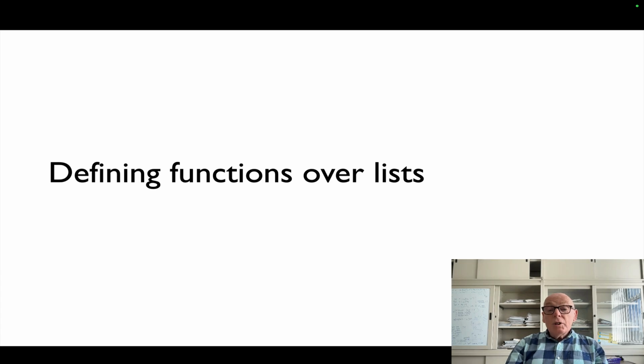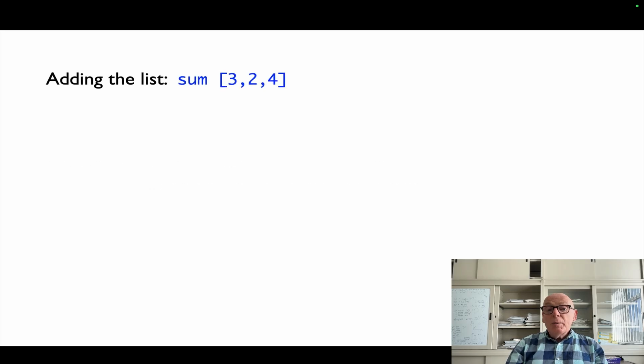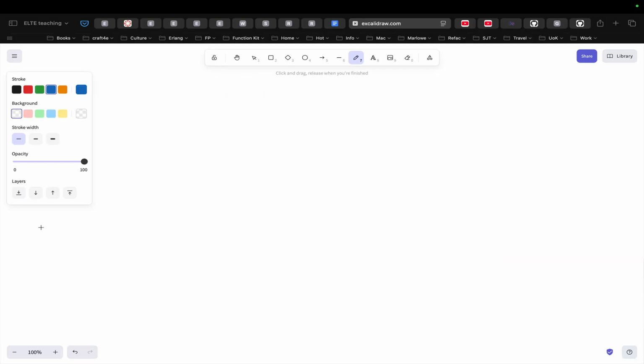In this segment, I want to talk about how we define functions using recursion over lists. And what I'm going to do is start with an example, the example of adding up the list 3, 2, 4. Let's look at how we can build up the sum of a list, writing a table. So what we're aiming to do is the sum of the list 3, 2, 4. But we can start off by writing a table of sums.